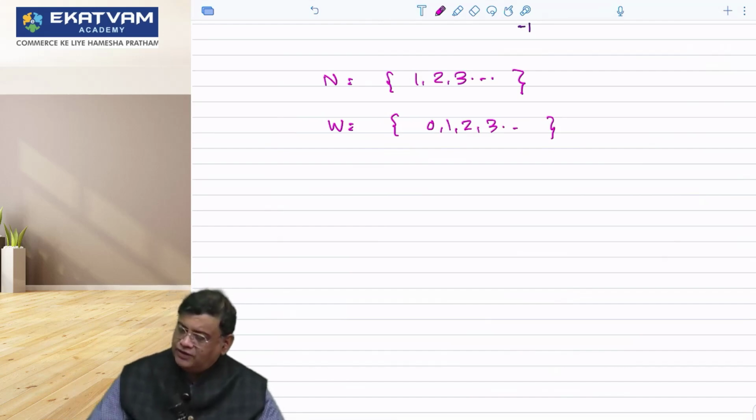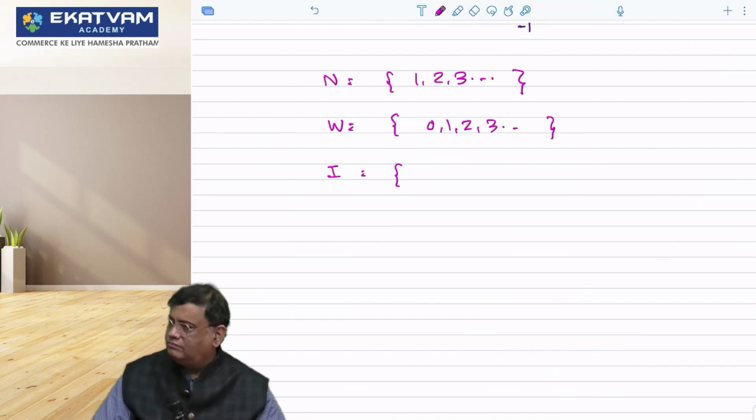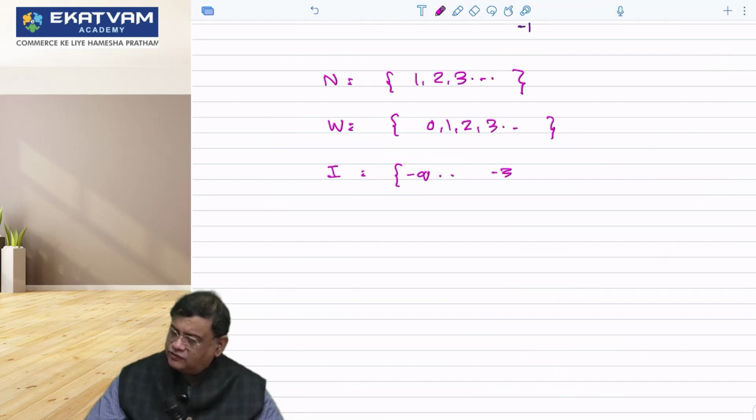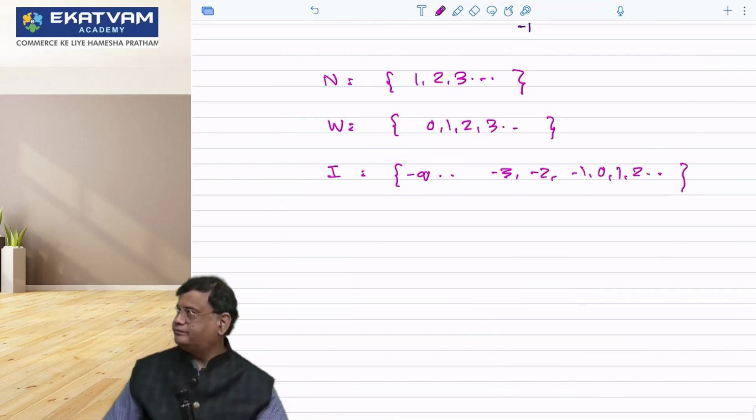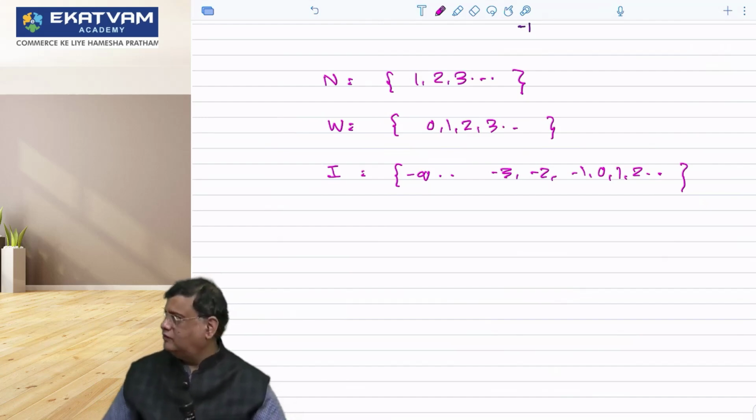And therefore, when those negative numbers are inscribed into this set, on this side you have minus infinity, and then somewhere you have minus 3, minus 2, then what? Minus 1, 0, 1, 2, dot, dot, dot. ये समझा? Is that clear?